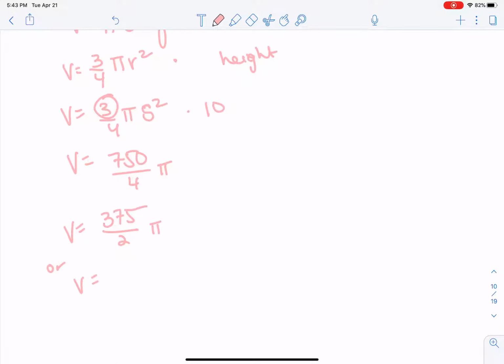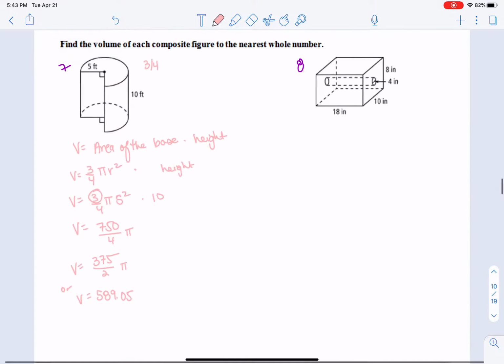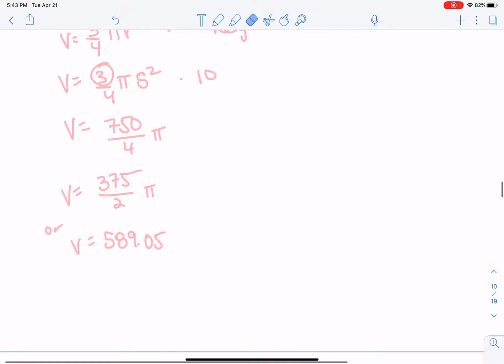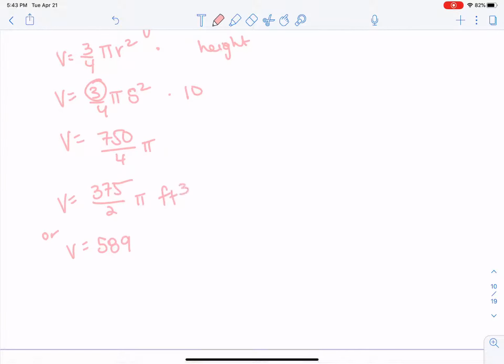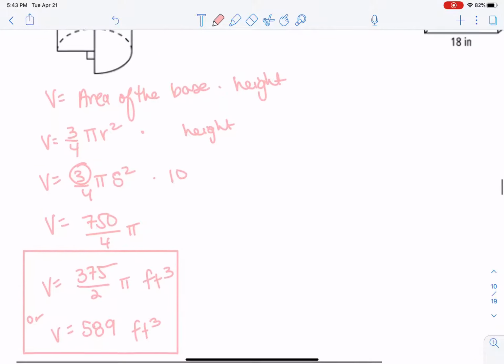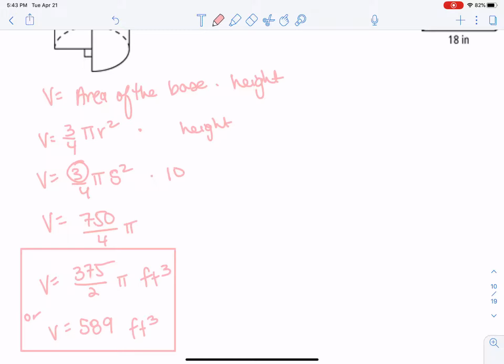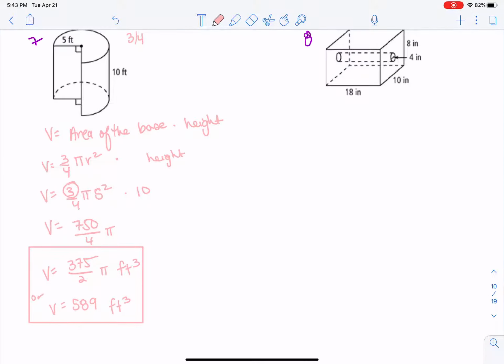And you would get 375 divided by 2 times pi, which is 589.05. This one asks for a whole number, so 589. And then your unit would be feet cubed. Again, the cubed is because it's in 3D, or it's feet times feet if you look at it. Area of the base is feet squared times the height, which is feet, so you'll get feet cubed.